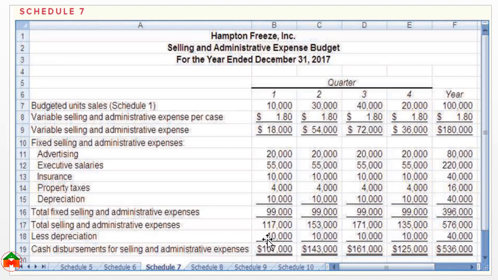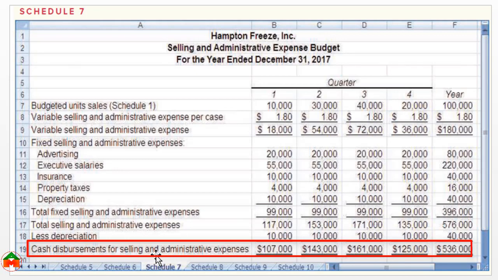That's why after deducting the depreciation, our cash disbursement for selling and administrative expense is 107,000 for the first quarter, 143,000 for the second quarter, 161,000 for the third quarter, and 125,000 for the fourth quarter. And this is the total column.